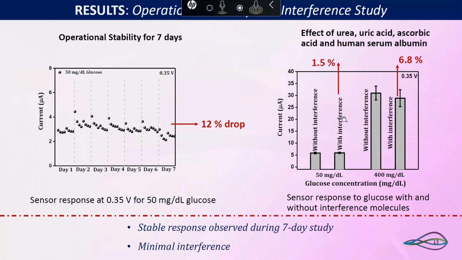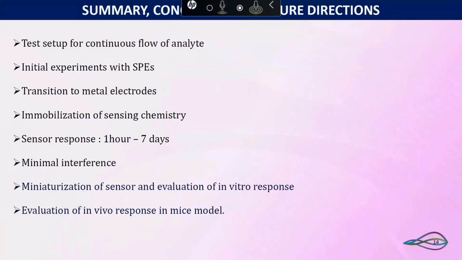The last one is the sensor response in the presence of interference molecules. We saw just 1 to 7% variation in the presence of interference molecules. There was not much effect of interference molecules. To summarize, we have developed a setup, done initial experiments with SPs, transitioned to metal electrodes, optimized the chemistry, and evaluated the response for 1 to 7 days. Currently, we are also working on a miniaturized sensor and evaluating its in vitro and in vivo response in a mice model.